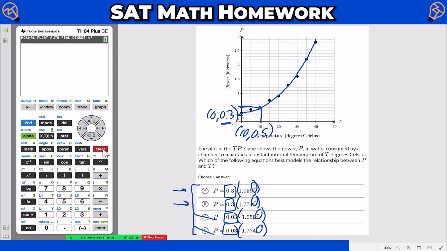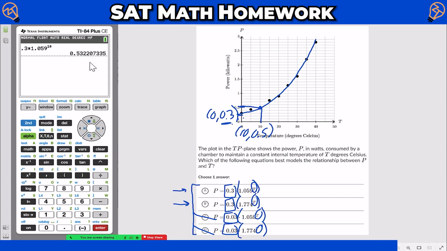So we'll plug in 0.3 times 1.059 raised to the, which is what this caret symbol is for, 10. And then I'll press enter, and I get 0.53. Well, that seems pretty accurate. It says 0.5, 0.53, that seems good.